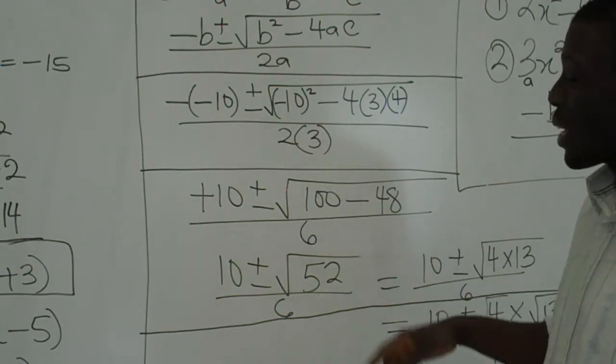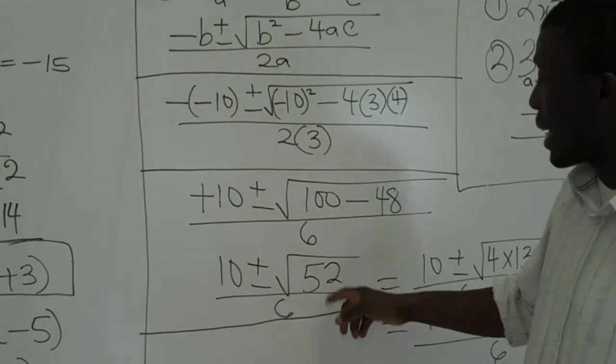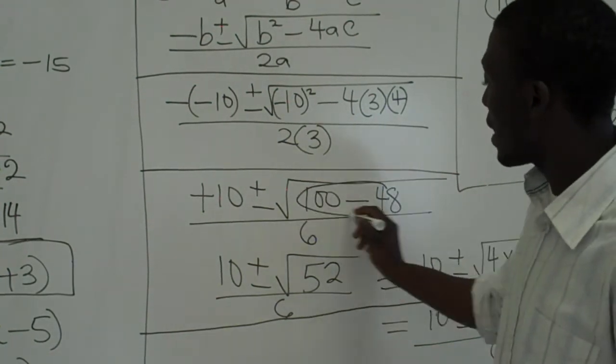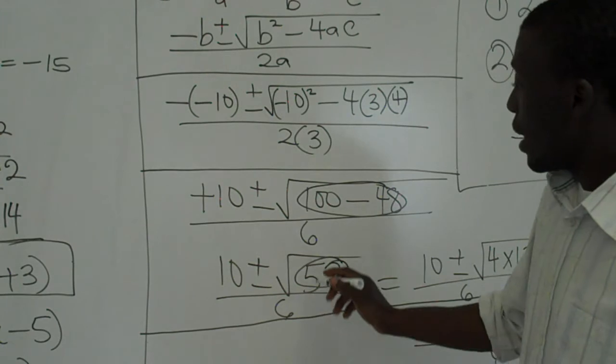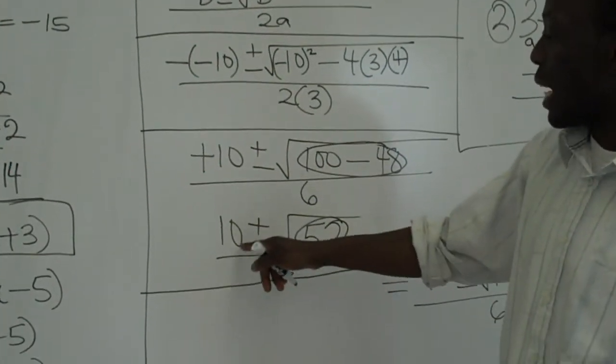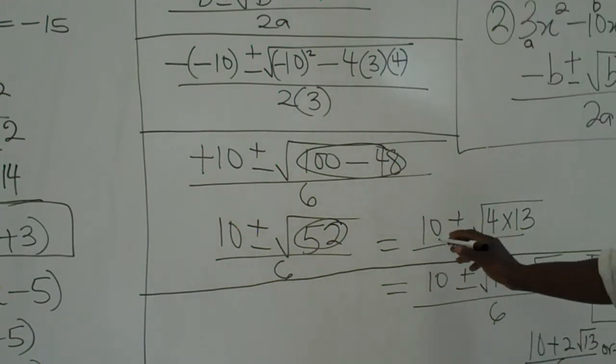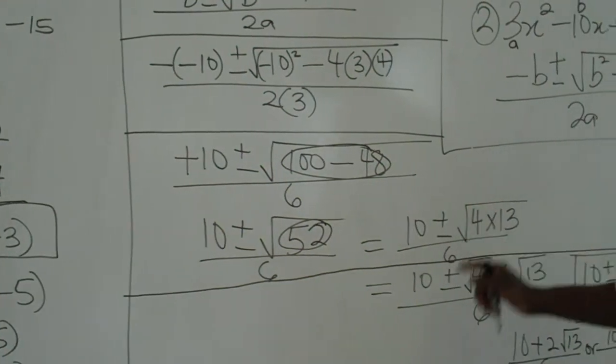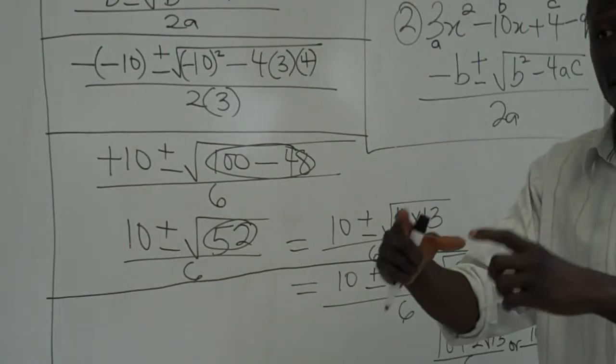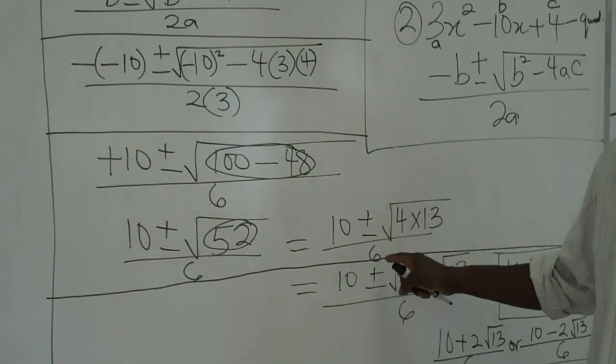And so 100 minus 48 is the square root of 52. That's what we get at this point. When you simplify this, you simply get this. And then on the bottom, you have 6. 10 plus or minus square root of 52 over 6. The next step is to rewrite it as 10 plus or minus the square root of 4 times 13, all over 6.